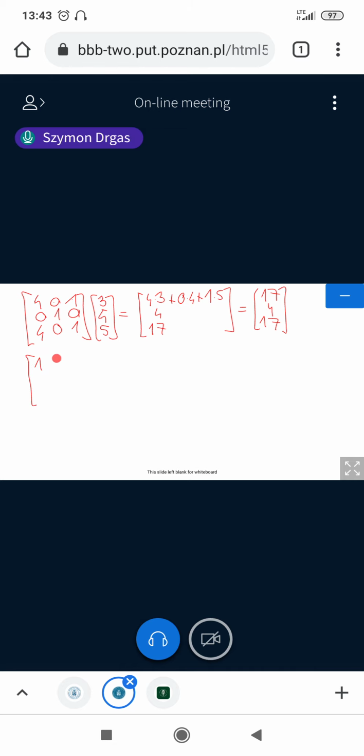The second example is very important because it shows an important matrix called the identity matrix. It's like 1 in a number. So if you multiply a vector by this identity matrix, it won't change this vector. So the result will be 5, -2, and 3.